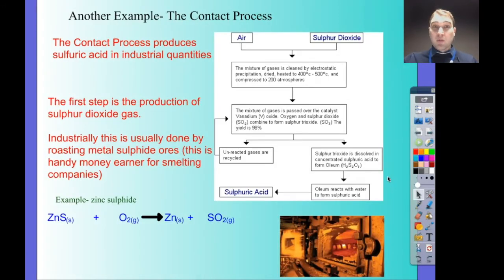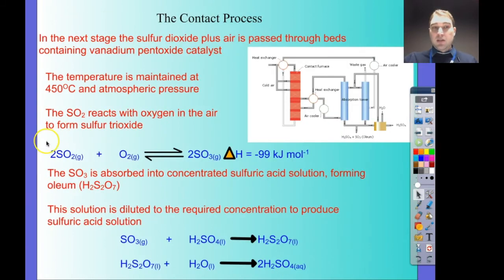So another example of a process like this is the contact process that's used to produce sulfuric acid. You do that by roasting a metal ore that contains sulfur and oxygen, and that produces sulfur dioxide. Sulfur dioxide reacts with oxygen, produces sulfur trioxide. That sulfur trioxide reacts with previously made sulfuric acid to produce oleum. Then the oleum is diluted with water to make more sulfuric acid.